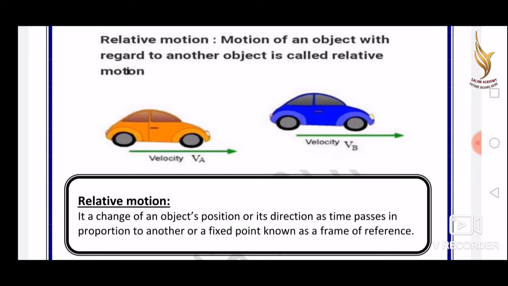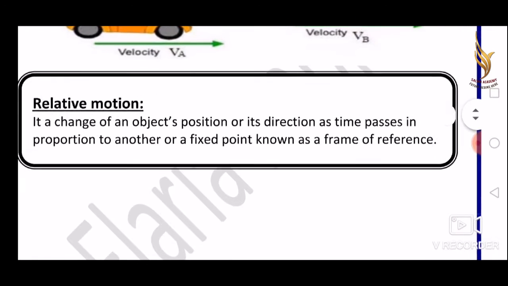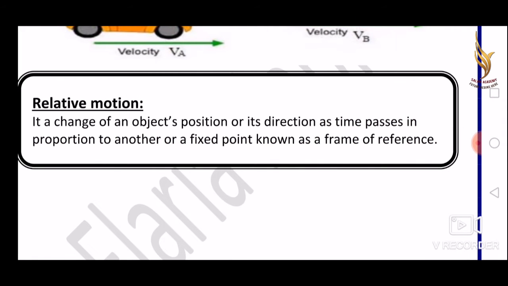So relative motion means the change of an object's position or its direction as time passes relative to another object or a fixed point, known as the frame of reference. The fixed point is called the frame of reference.